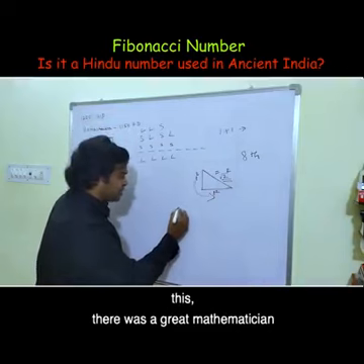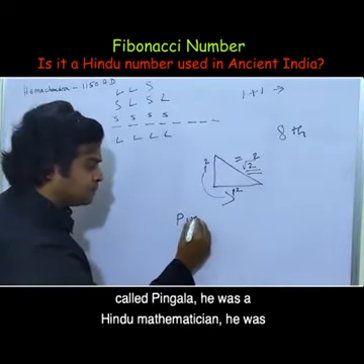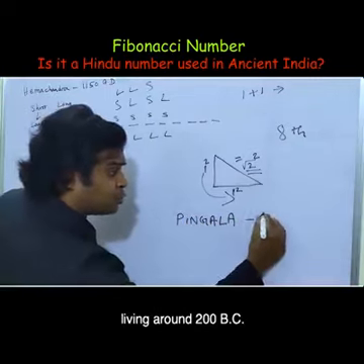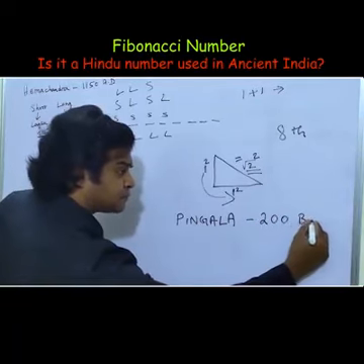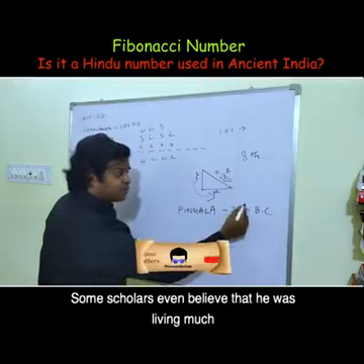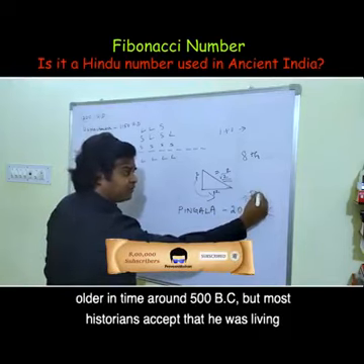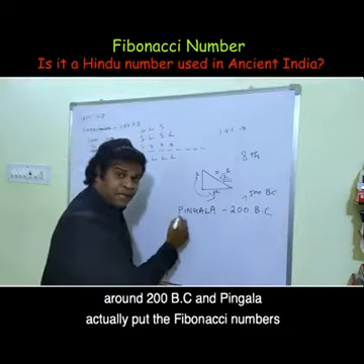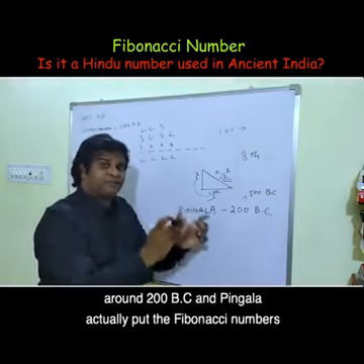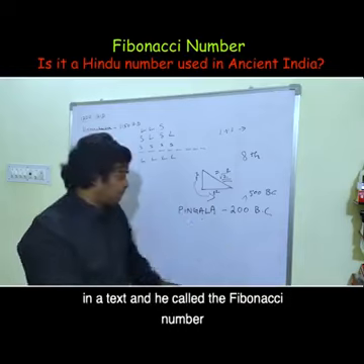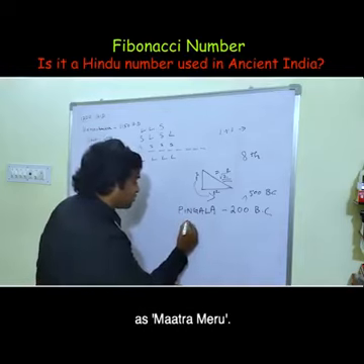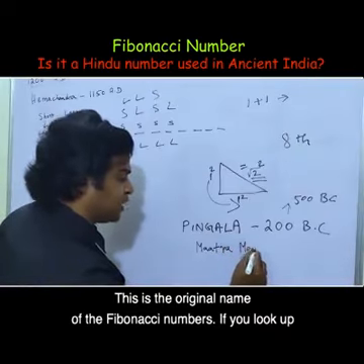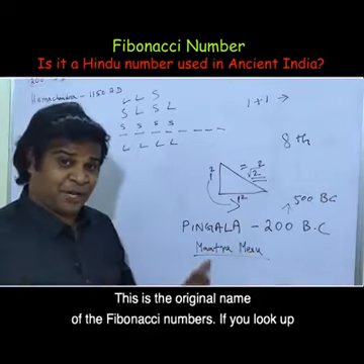There was a great mathematician called Pingala. He was a Hindu mathematician. He was living around 200 BC. Some scholars even believe that he was living much older in time, around 500 BC. But most historians accept that he was living around 200 BC. And Pingala actually put the Fibonacci numbers in a text, and he called the Fibonacci number as Matra Meru. This is the original name of the Fibonacci numbers.